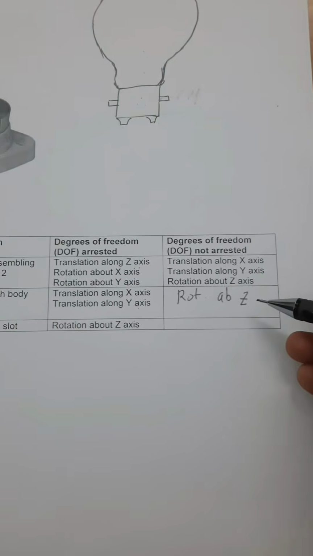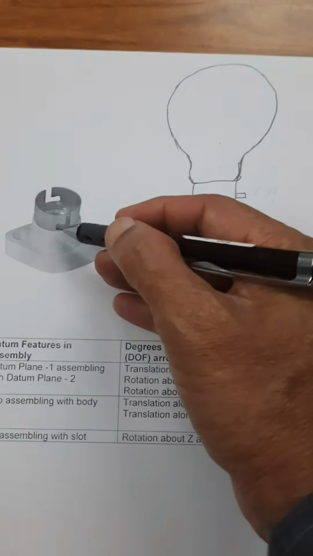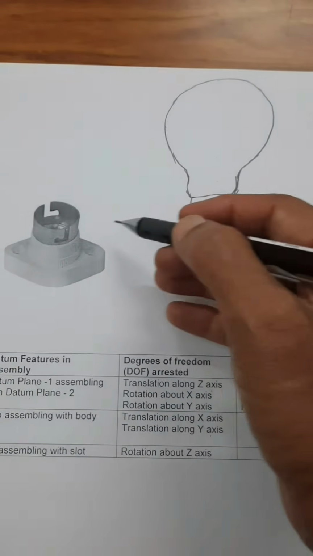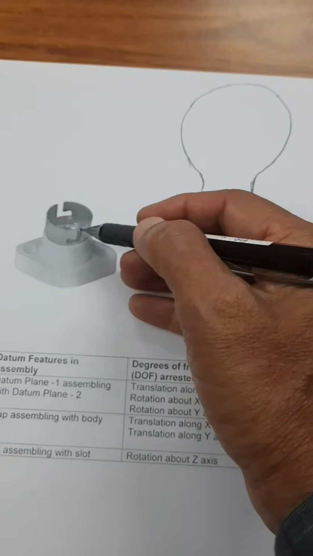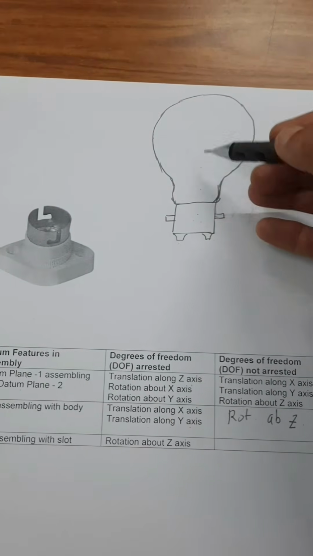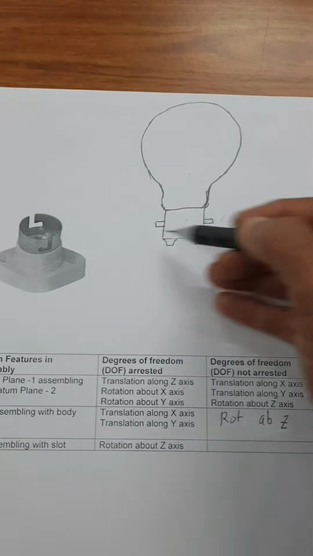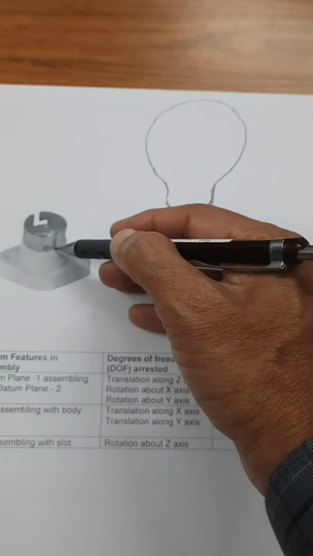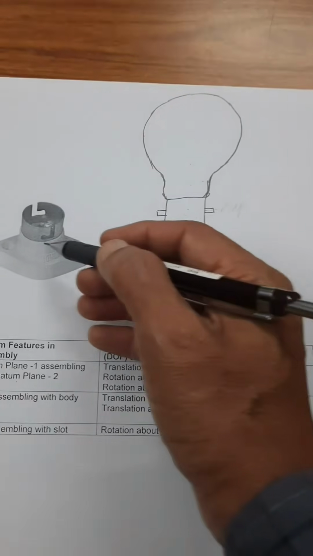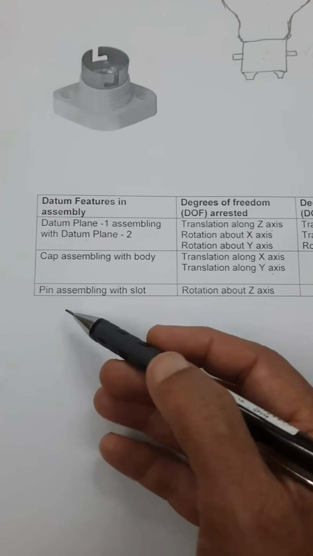In order to arrest the last DOF also, we have introduced a pin and a slot. There are 2 pins on the electrical bulb and a pair of slots is provided on the bulb holder. So you have to insert the bulb into the bulb holder so that the pin is going through the slot, and you have to lock by rotating the bulb a little bit. So this pin is assembling with the slot on the bulb holder. So pin assembling with slot.